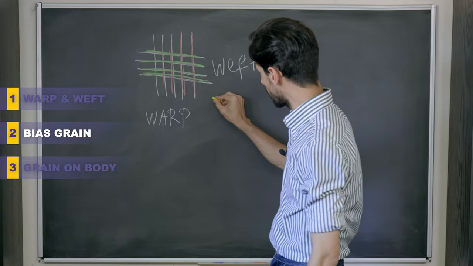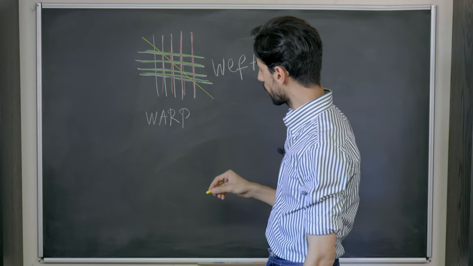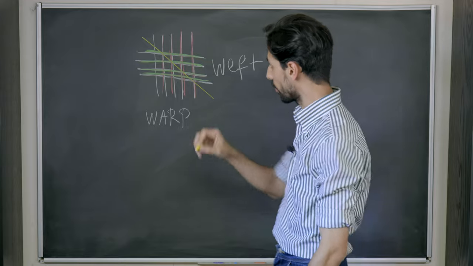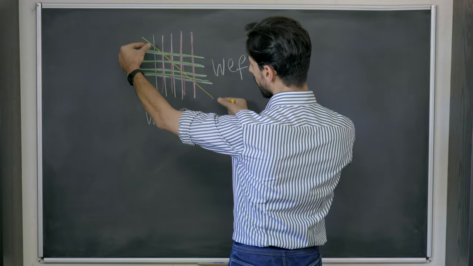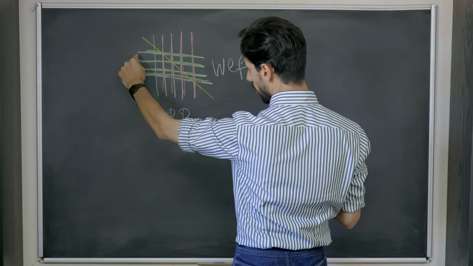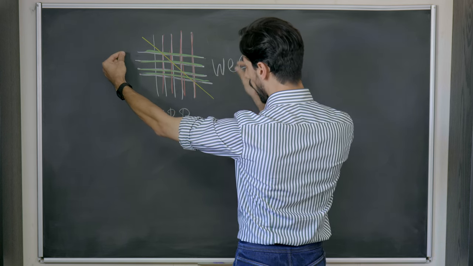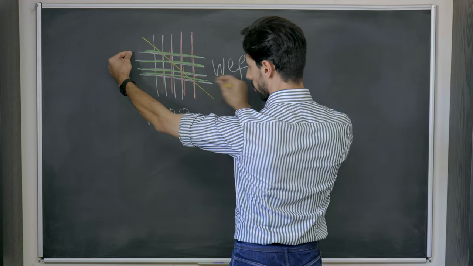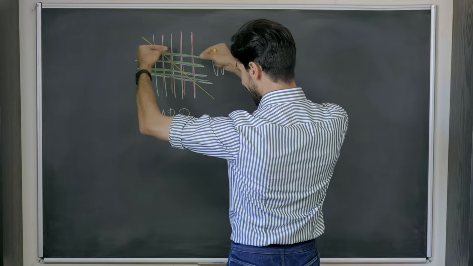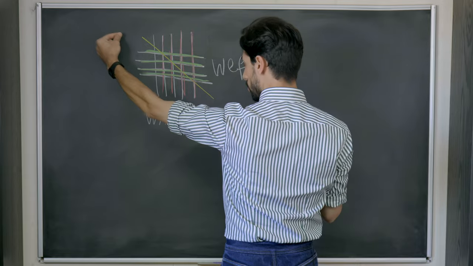Then we have the bias. And the bias cuts diagonally at 45 degrees through the warp and the weft. Now, this is not a yarn or a specific grain on its own. It's just a direction. So anytime you pull anything on the bias, you are holding with one hand one end of a yarn at the top part of that fabric, and with your other hand, you're holding the other end of another yarn at the lower part of the fabric. Obviously, if you pull, because you're not pulling the same yarn, and therefore don't get the resistance of that yarn, you will stretch the fabric.